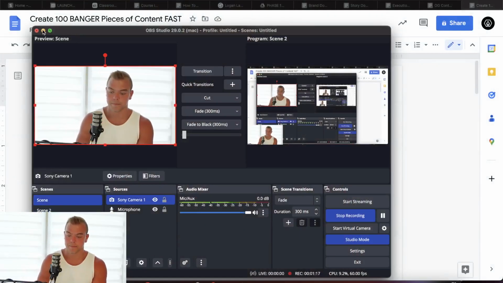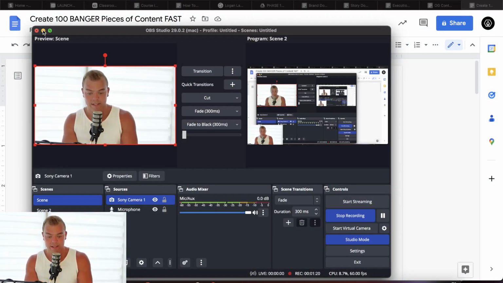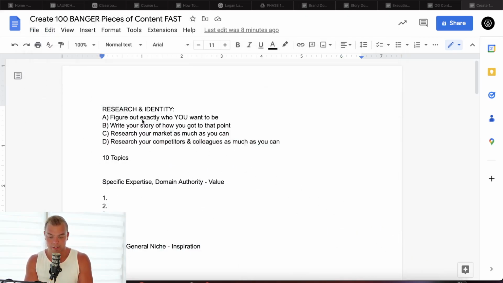Maybe. There we go. Cool. So you should be able to see my screen now. I'm going to minimize OBS.